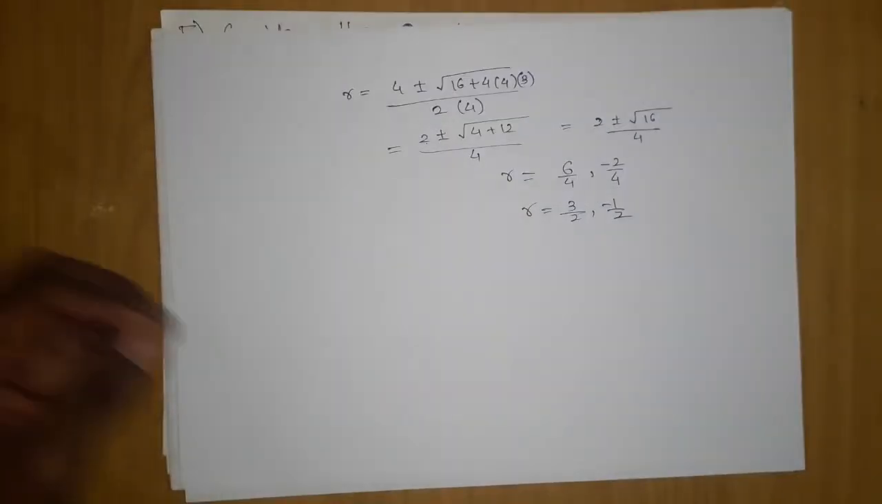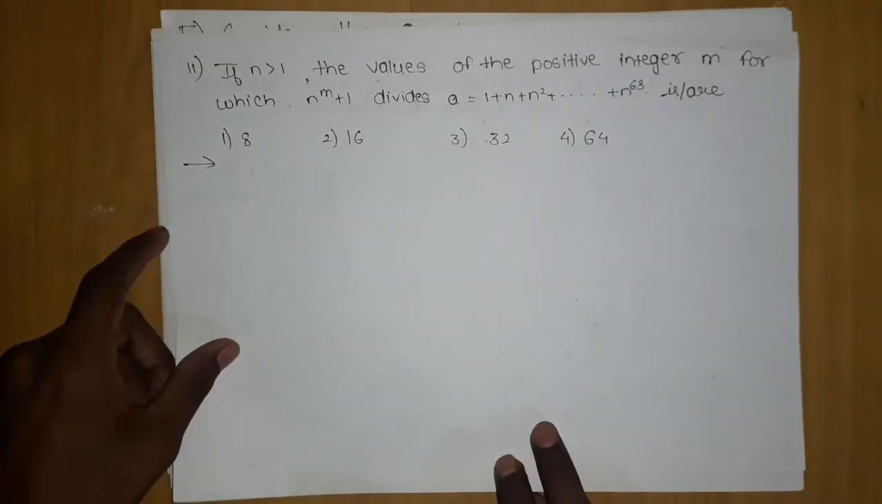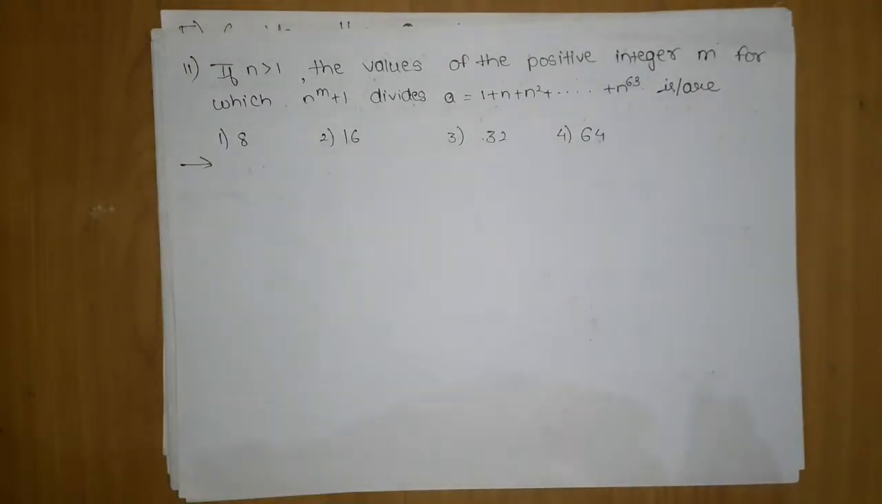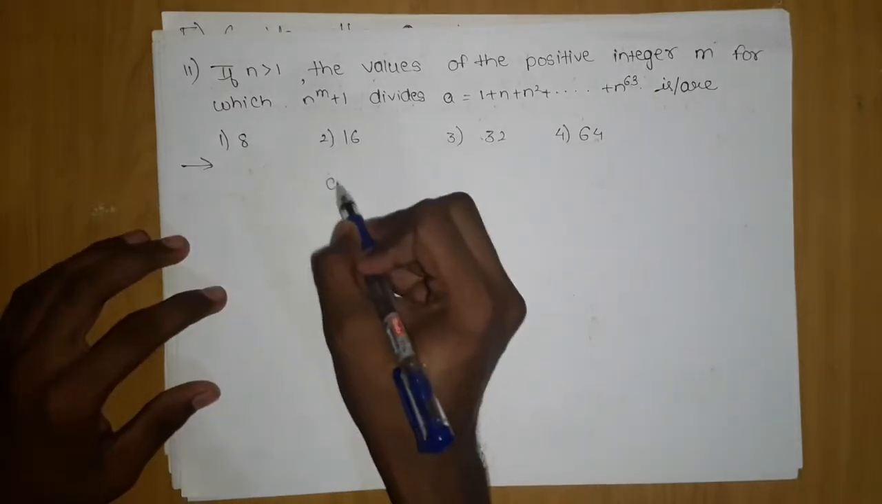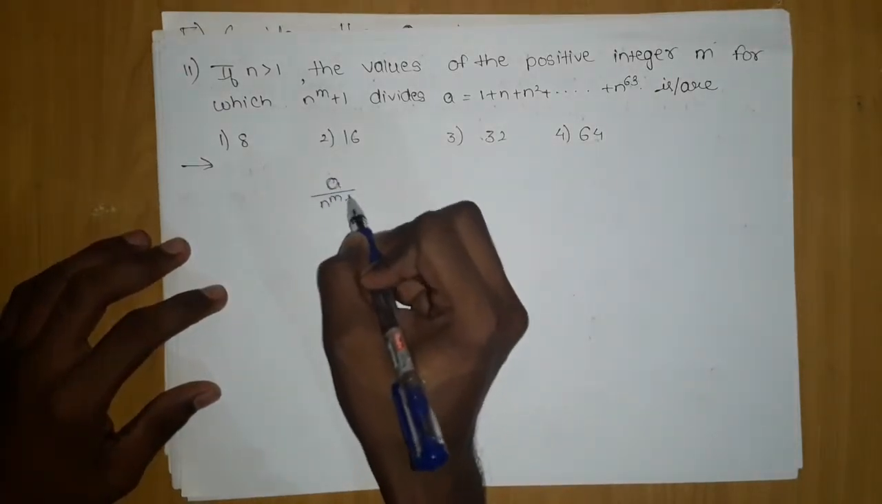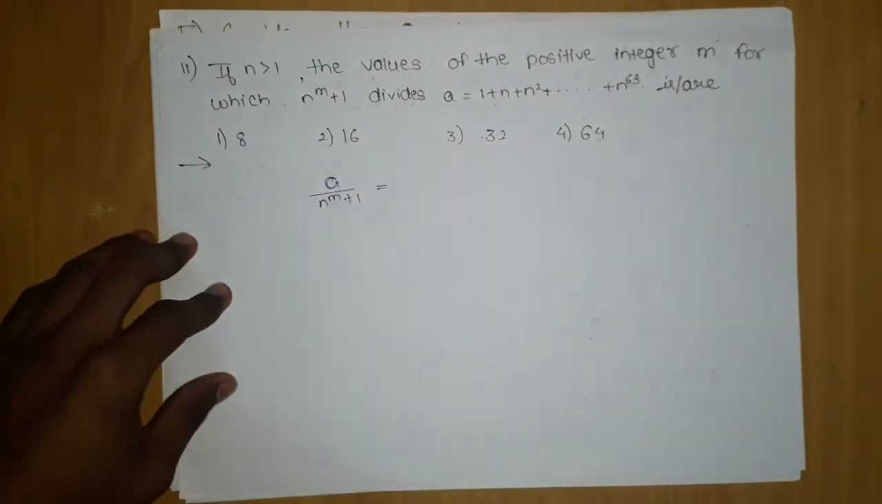So question number 11 is as follows. Question number 11 says, if n is greater than 1, the values of positive integers m for which n power m plus 1 divides 1 plus n square and so on till n power 63 is r. The options are 8, 16, 32, 64. So they are telling that n power m plus 1 is divisible. Okay, fine, they are divisible.